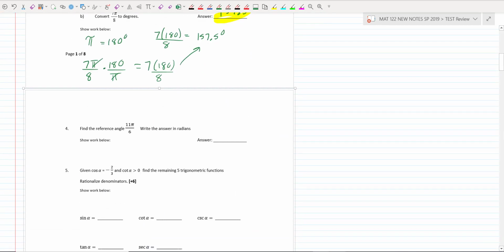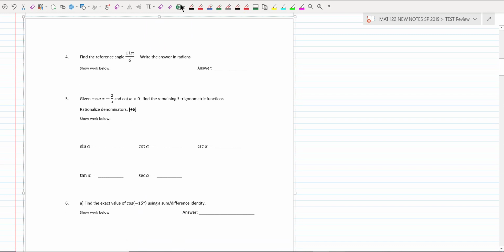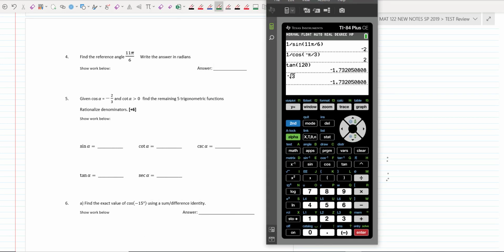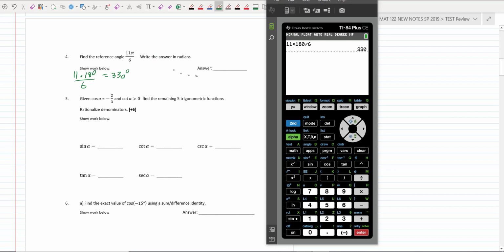Okay, so moving to the next page, I want to do some reminders of what a reference angle is. So first of all, on this one, you want to figure out what quadrant this is in. You could use your calculator to just change it to degrees. So if we go 11 times 180 and then divide by 6, that just verifies that this is a 330 degree angle.